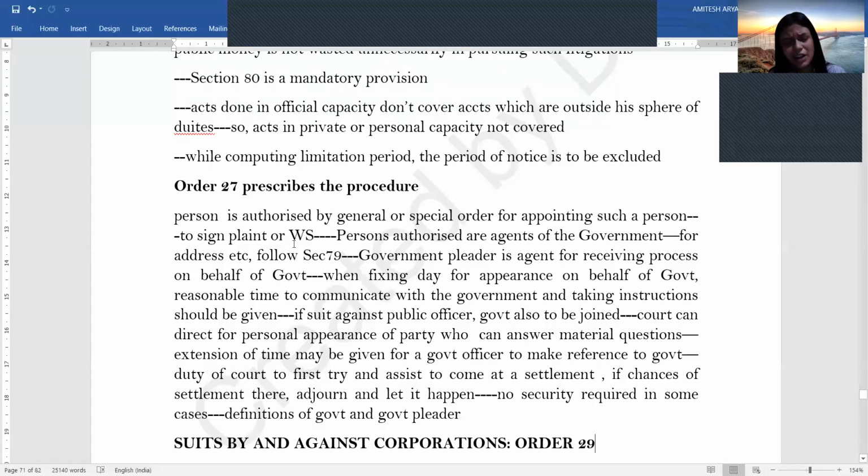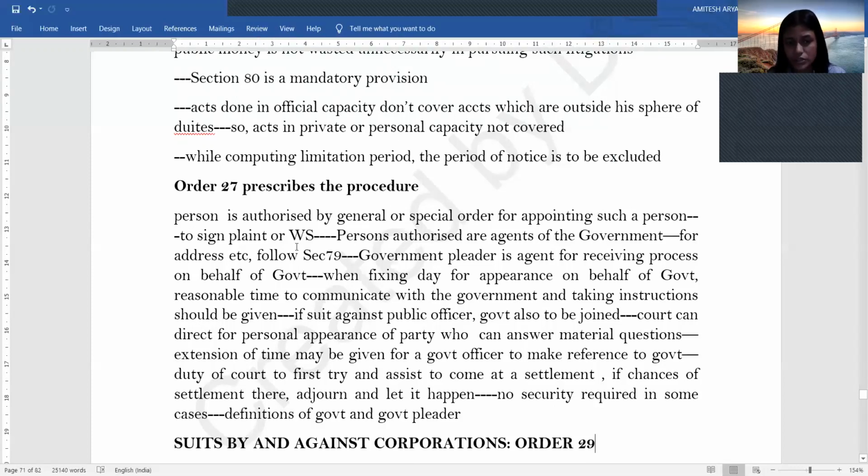And here there are no requirements of security also. And under Order 27, you can find the definitions of government and government pleader. So one of the most important special suits is suit by and against the government. Here, remember the 2 months notice, 3 months for the execution before the execution can start.